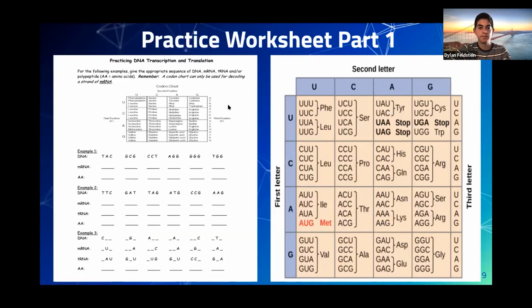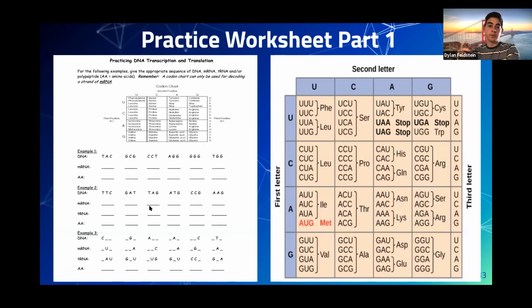Okay, so now we have some practice worksheets that I want you guys to do. If you see to the left, it says, for the following examples, give the appropriate sequence of DNA, mRNA, and tRNA and/or polypeptide. Remember, a codon chart can only be used for decoding a strand of mRNA. So if you see, for example 1, you have a specific sequence of DNA. And so then you have to convert it to mRNA and then amino acids. So you can use this chart, the codon chart to the right, to help you. I want you guys to work on that for maybe 10 to 15 minutes.